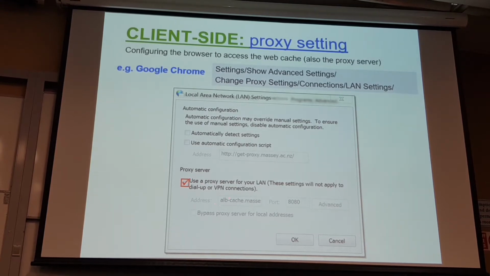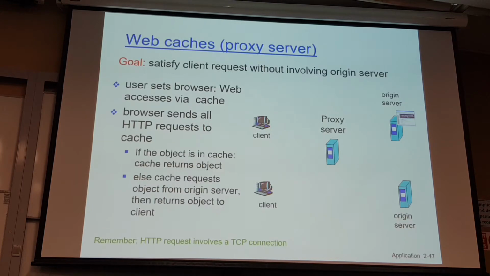Okay? So before, you could type al-cache.massey.ac.nz, and the setting required that you type port 8080. Or if you didn't know the actual proxy name, you could use this HTTP get proxy, and this would point you to the actual server name. Nowadays, we don't do this anymore. Nowadays, we have a transparent proxy server that we don't know how it's configured. Perhaps it's due to security reasons. Massey does not allow you to pinpoint the name of that server anymore.